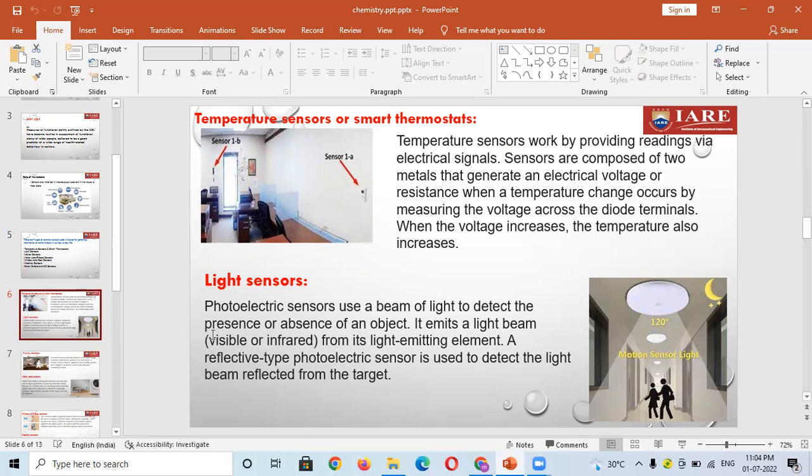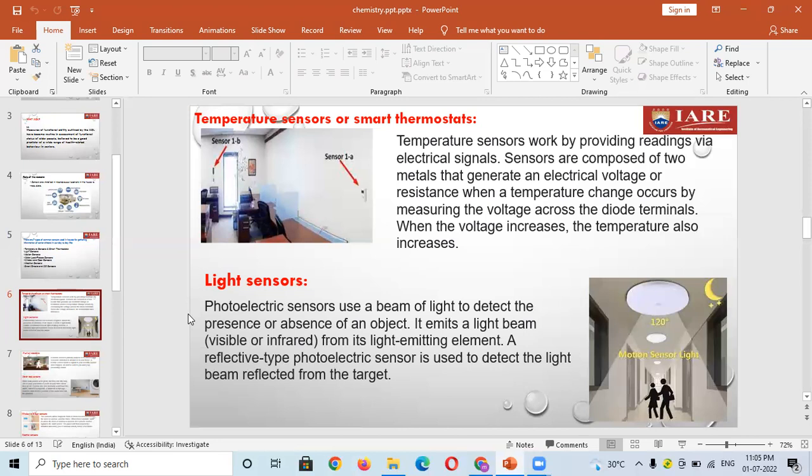Coming to the next type of sensor, light sensors. Photoelectric sensors use a beam of light to detect the presence or absence of an object. It emits a light beam, visible or infrared, from its light emitting element. A reflective type photoelectric sensor is used to detect the light beam reflected from the target.